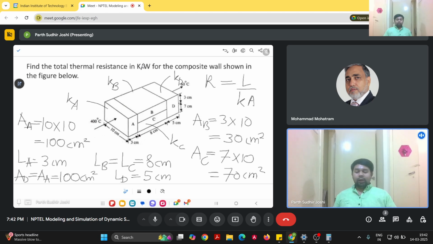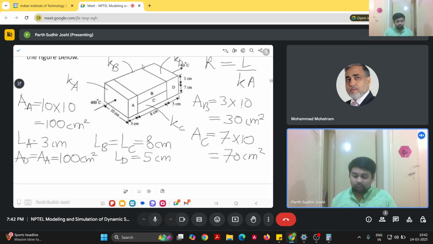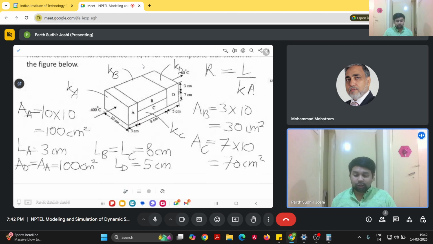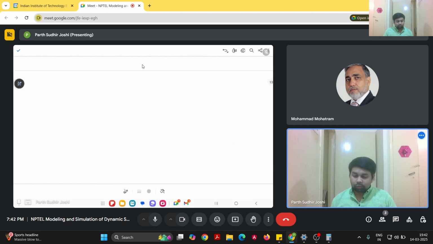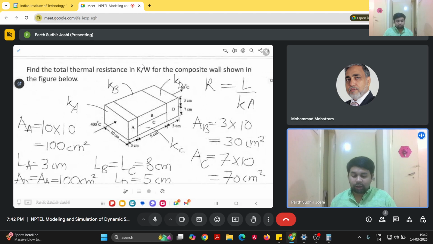So like this we can calculate the resistance for each material by dividing L by KA for the respective material. I will not write that out, I have just written L by KA, and then we can apply the same thing for each of these materials. Let us say we calculate each of these resistances as RA, RB and so on.